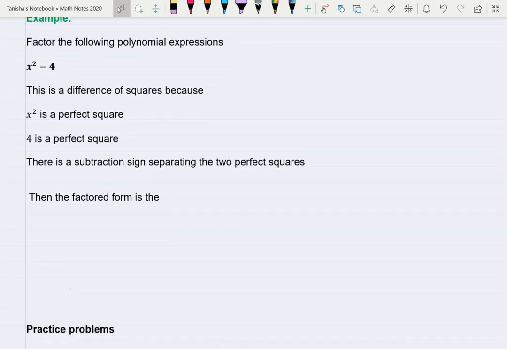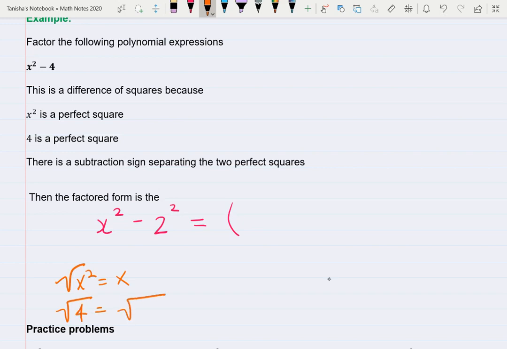How do we factor this? Well, we can write this as x squared minus 2 squared. I wrote it as 2 squared just to show that it's the 2 that is squared, not the 4. Okay, so to factor this, we're going to write the square root of the first. So the square root of x squared is equal to x. And then the square root of 4, or as we wrote up there, the square root of 2 squared is just equal to 2, right? Remember, square rooting undoes the square, okay?